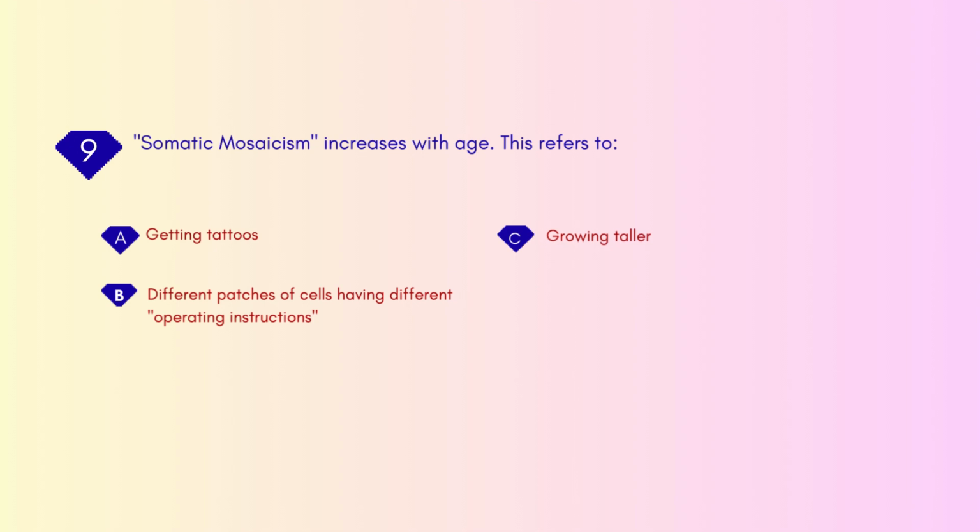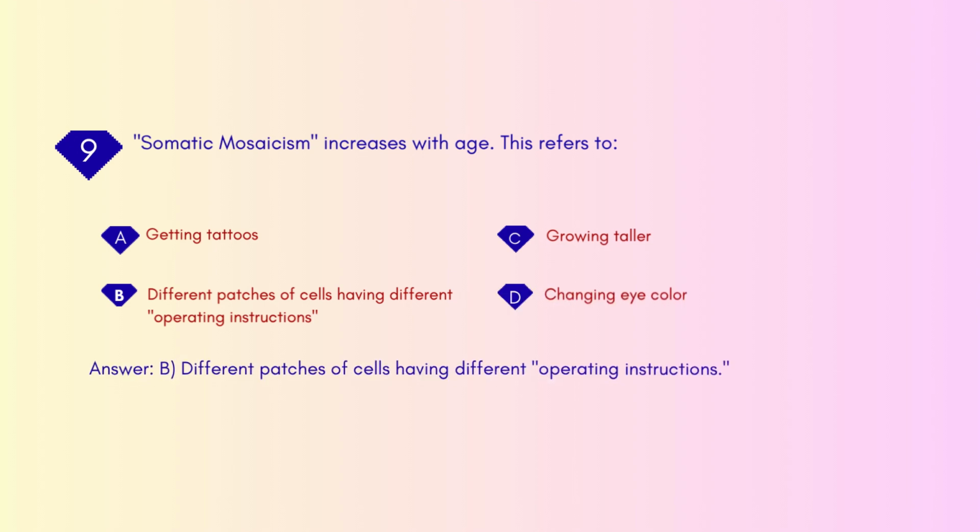C. Growing taller. D. Changing eye color. Answer: B. Different patches of cells having different operating instructions.